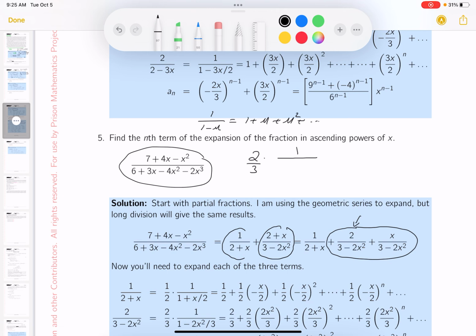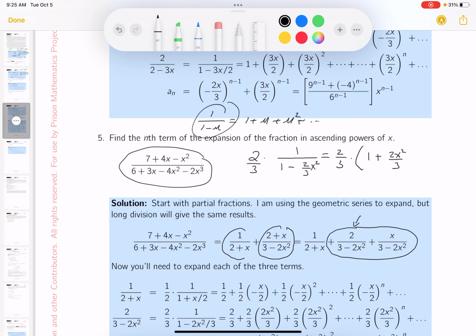What do you get? 1 minus 2/3 x squared. What do you get over here? 2/3. I know it's tough. It's going to be, let's see, 1 plus u. This looks just like this. What's u? It's 2x squared over 3.